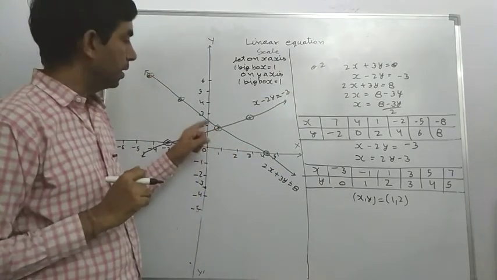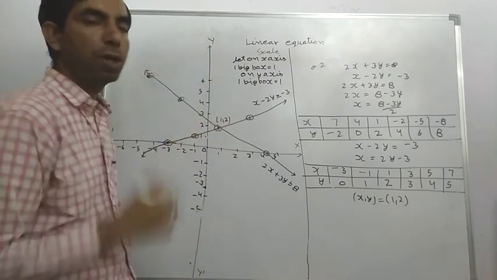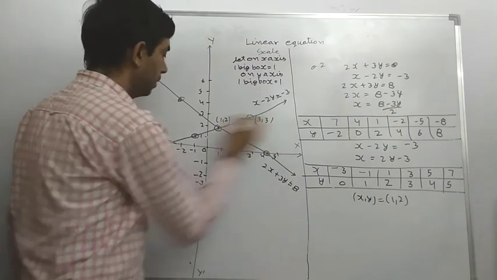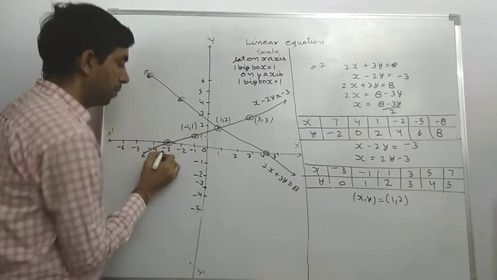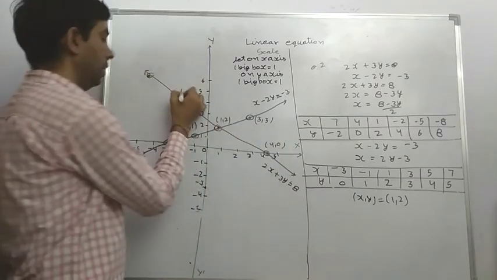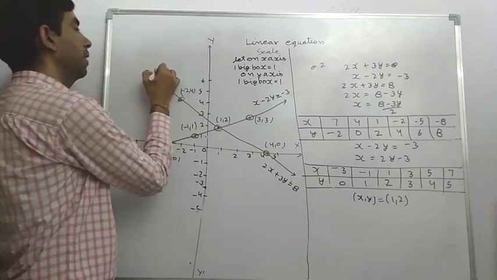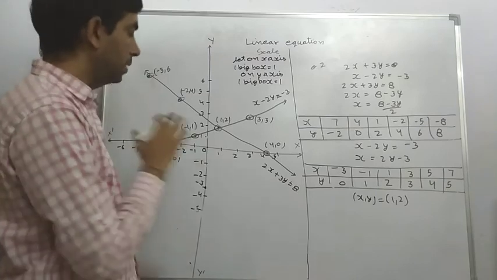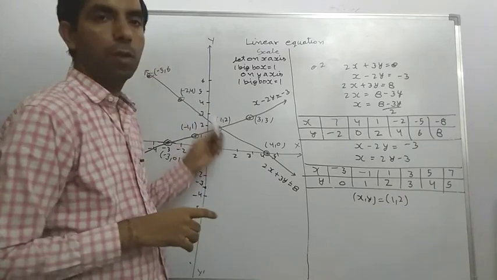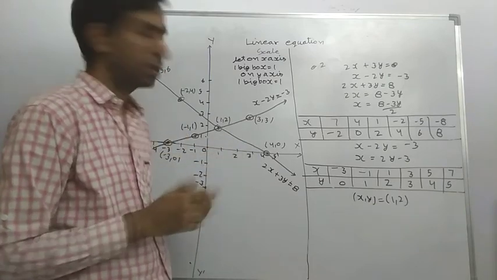So we have the intersection point here and its coordinate is 1, 2, and we can mark the other points of coordinates: 3, 3; minus 1, 1; minus 3, 0; 4, 0; and minus 2, 4 and minus 5, 6. By this method we can calculate the roots of these two linear equations, meaning the solution of these two linear equations, easily.